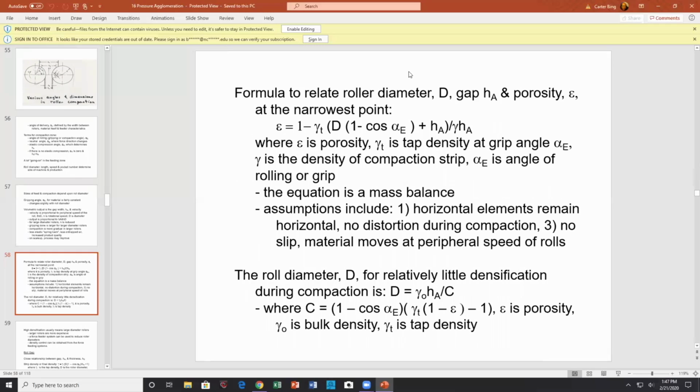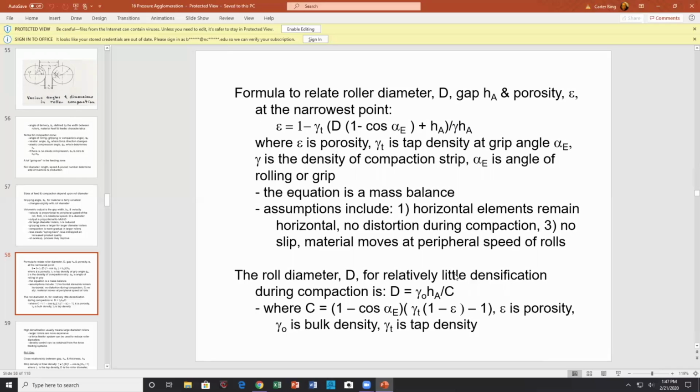Formulation to relate roller diameter, gap, HA, and porosity. You have porosity, tap density, compaction, the compaction strip angle. This equation is nothing but a mass balance. I would love to prove that to you, but the facilities are certainly not available, nor is the time. Anyway, it's a mass balance. Porosity, and you have a function of HA, which is controllable, alpha diameter.